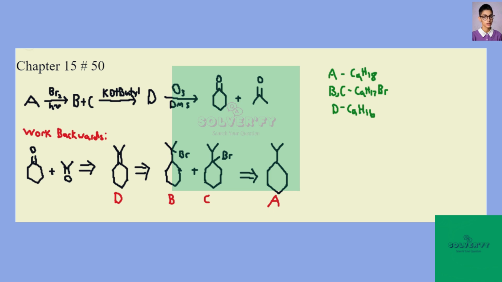And so, again, I think the way to solve this is to write everything that you're given out, and then work backwards from this known product that we've been given, to think about what these products would start as from the ozonolysis reaction. And so that is the answer to chapter 15, problem number 50.